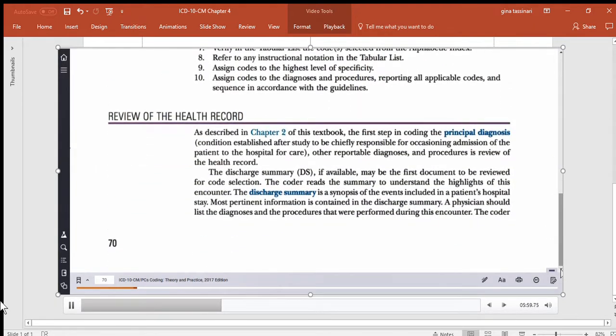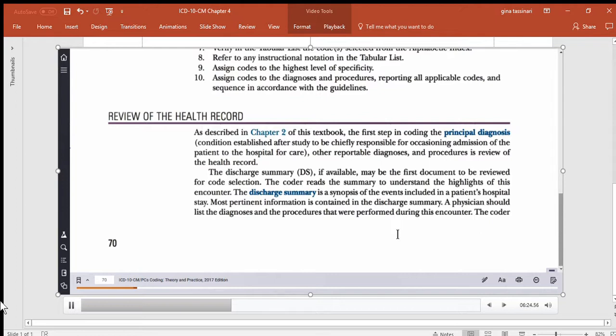So the review of the health record is where you're going to find your principal diagnosis code. The discharge summary, if available, may be the first document to be reviewed for code selection. The coder reads the summary to understand the highlights of this encounter. The discharge summary is a synopsis of the events included in the patient's hospital stay. Most pertinent information is contained in the discharge summary.